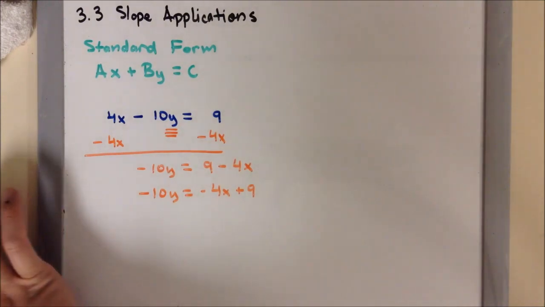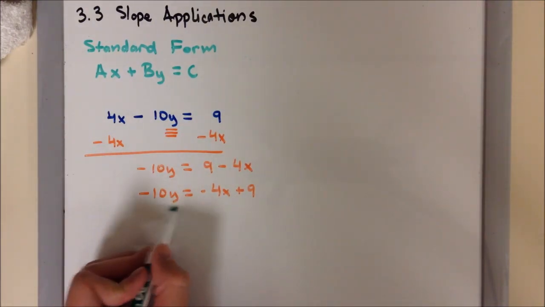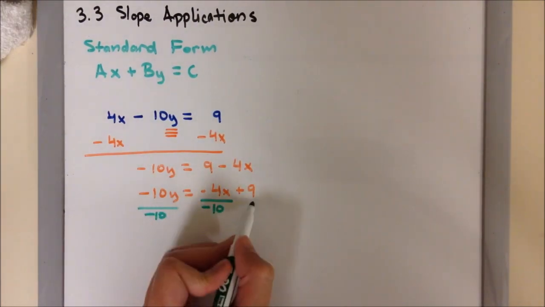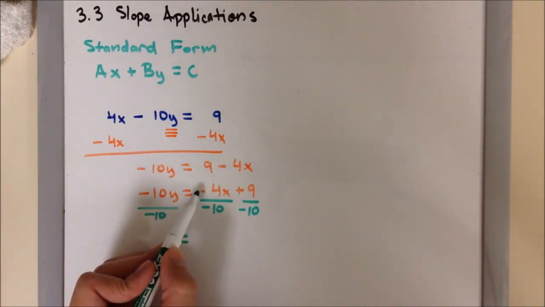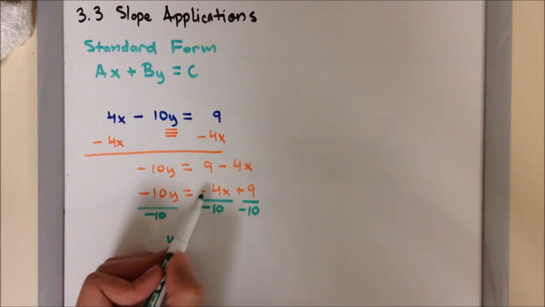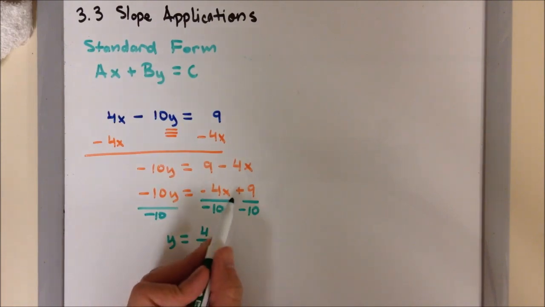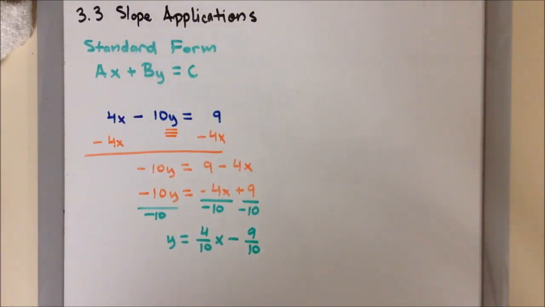Now from there, I divide by the number in front of y so I can get y by itself. So negative 10 here, negative 10 here, and negative 10 here. So I'm going to have y equals, and don't forget, negative divided by negative is going to be a positive fraction, so 4 over 10 x. Positive divided by negative would be negative 9 over 10.